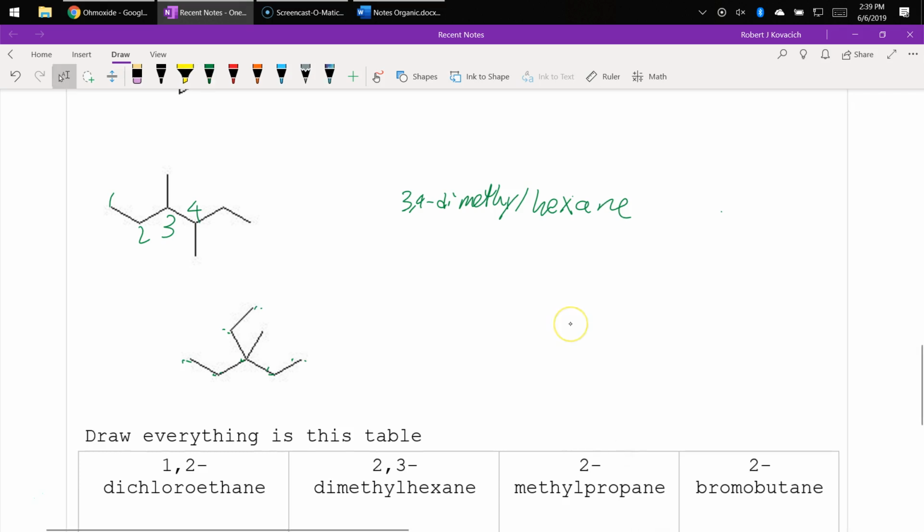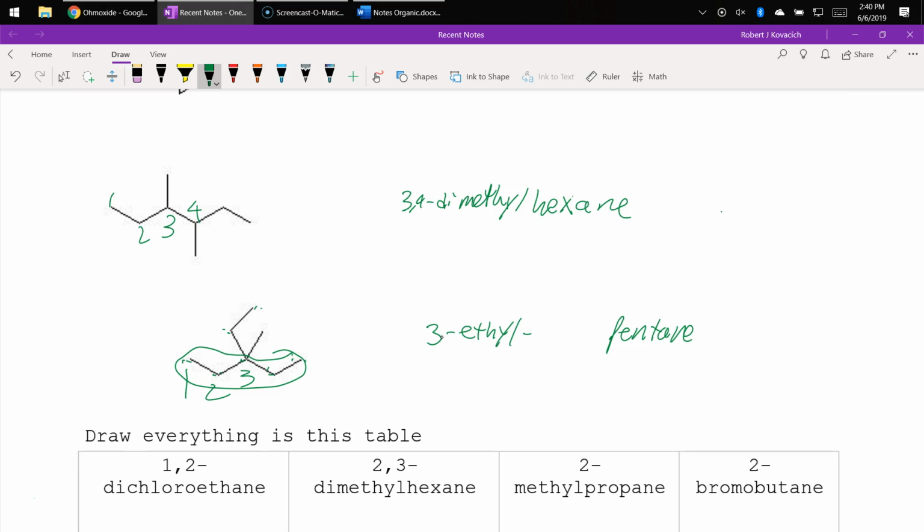So we've got a pentane. So when I say pentane, I've taken care of those 4. And then 1, 2, and 3. So on number 3, I have an ethyl. And also on number 3, I have a methyl. Yep.